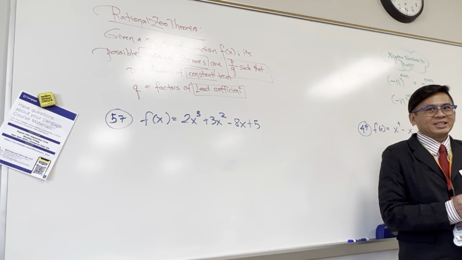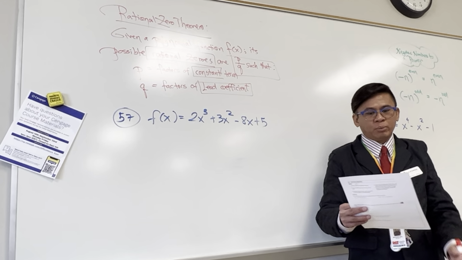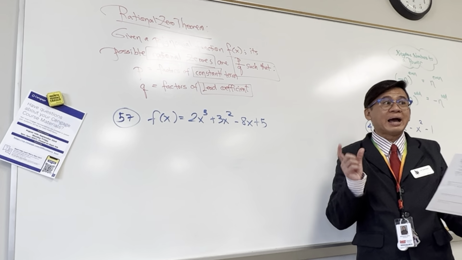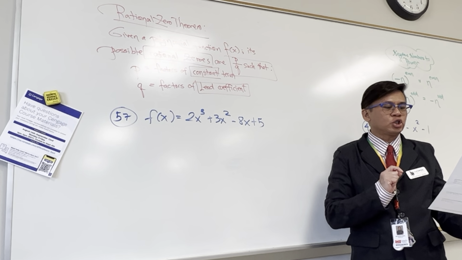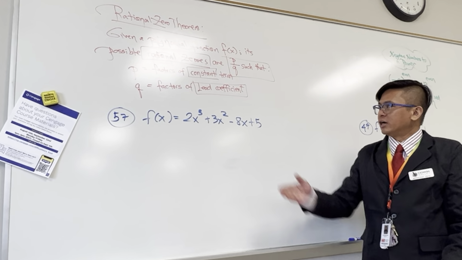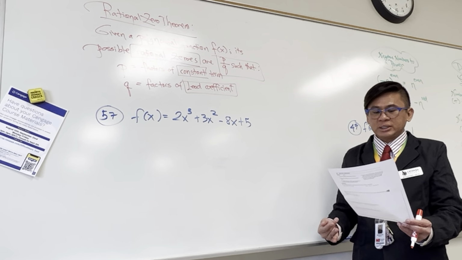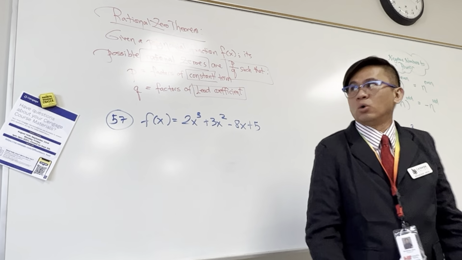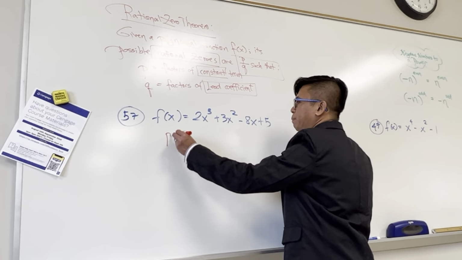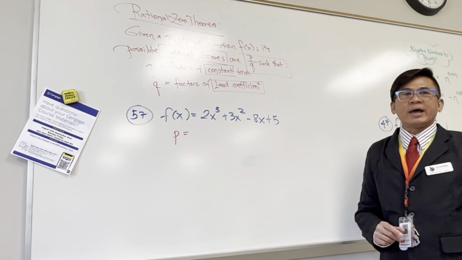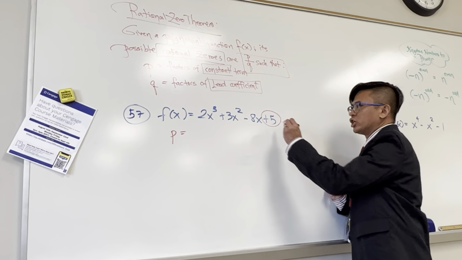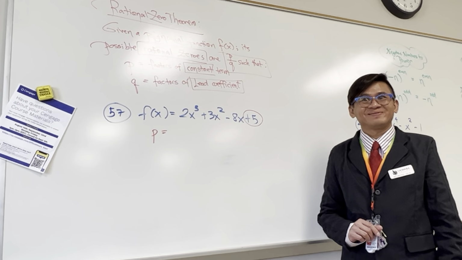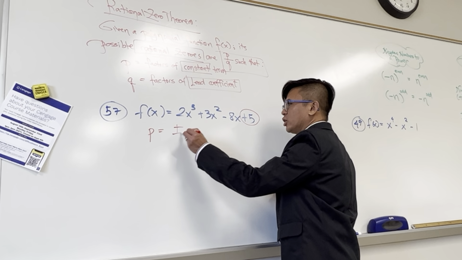Thank you. All right, so as quick as that one, for number 57, we have to list all the possible rational zeros, not the actual ones, for the function 2x cubed plus 3x squared minus 8x plus 5. Once again, we have to find first our p. What are the possible factors of the constant term? That's 5. So what are the factors of 5? Anyone? 1 and 5. Very good.